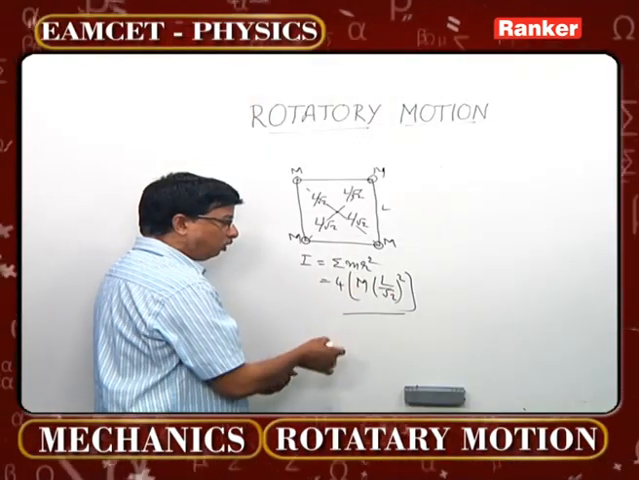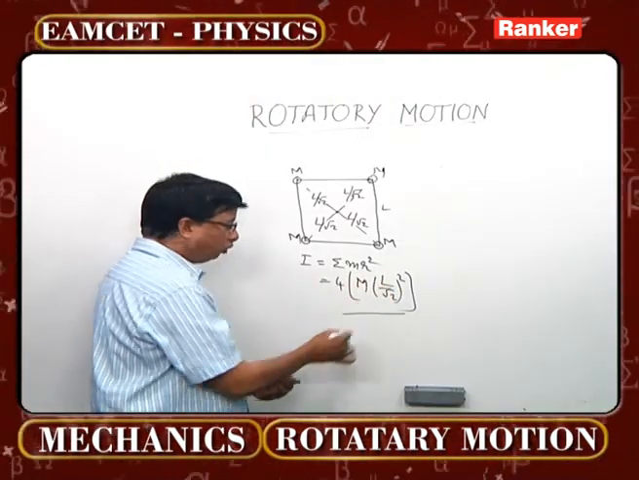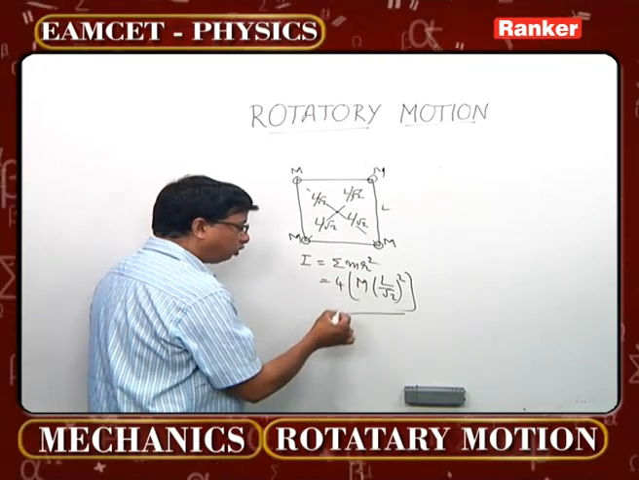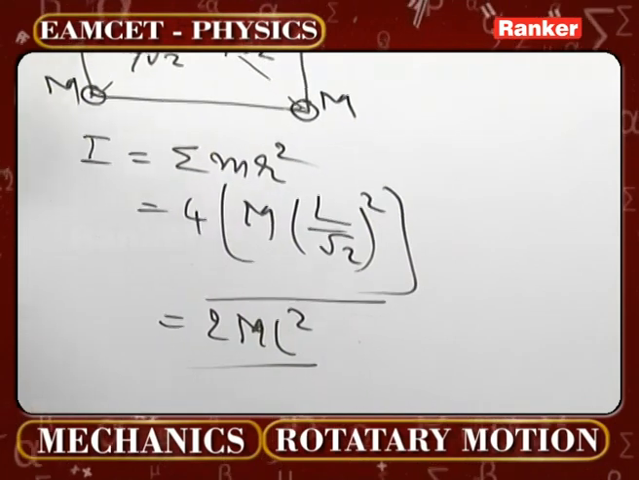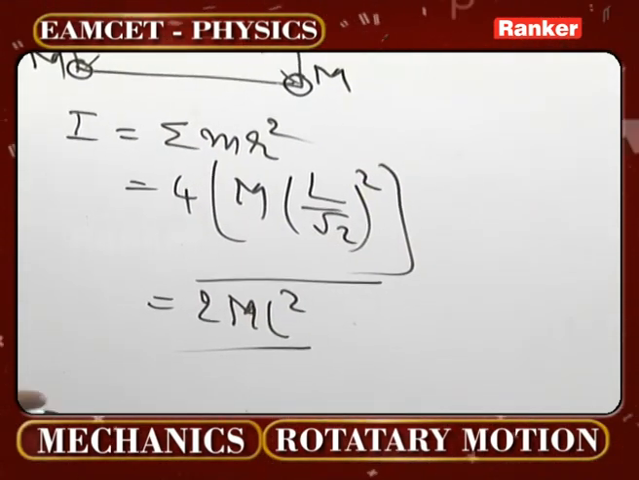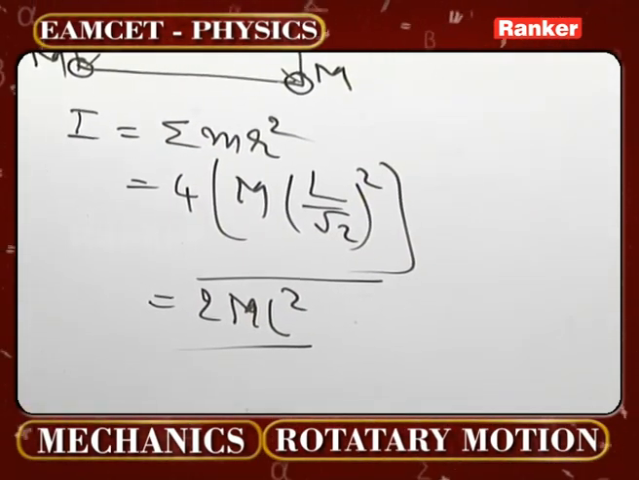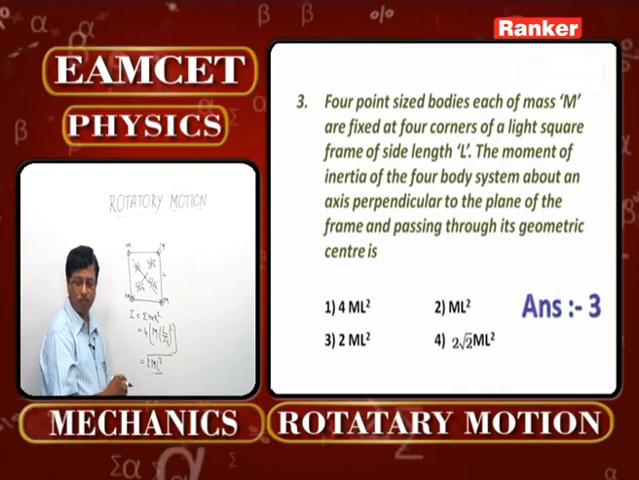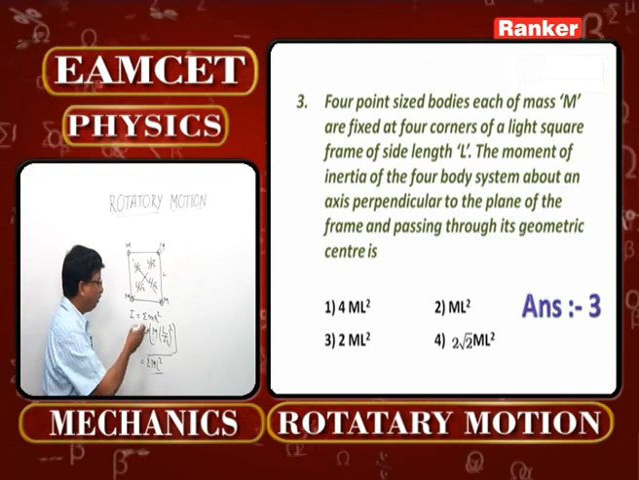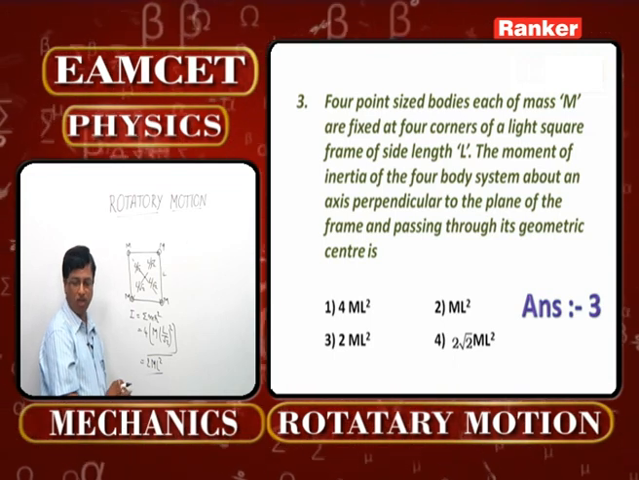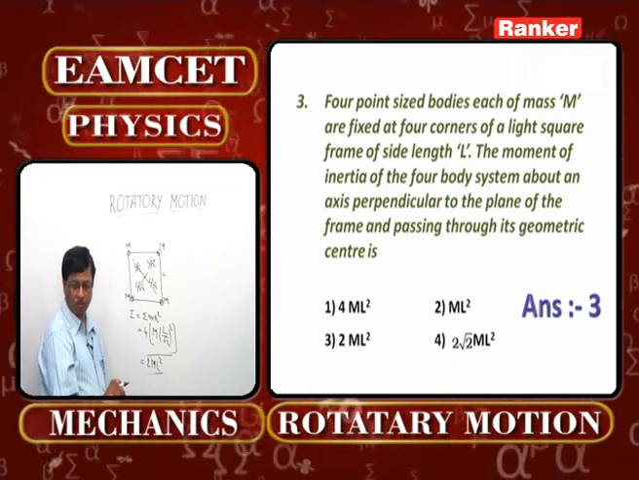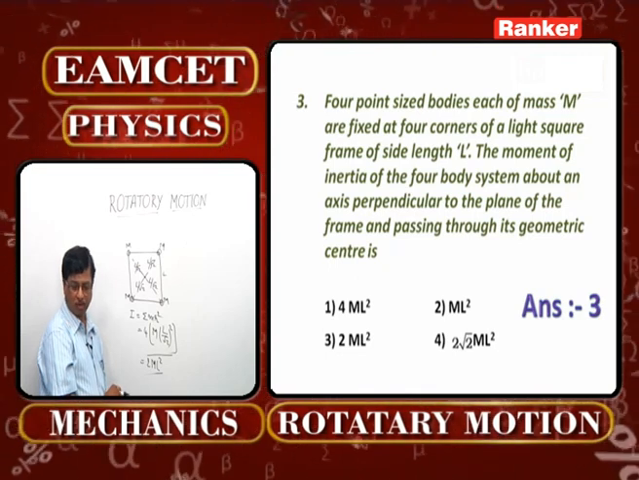What is L by root 2 whole square? L square by 2. 2 gets cancelled in 4 twice. Therefore 2 m L square will now be the corresponding value. 2 m L square stands for the third option over here. See the third option carefully there, 2 m L square. So what will be the total value of moment of inertia of the system now? It will now be 2 m L square as such. So this is question number 3 what we are having.